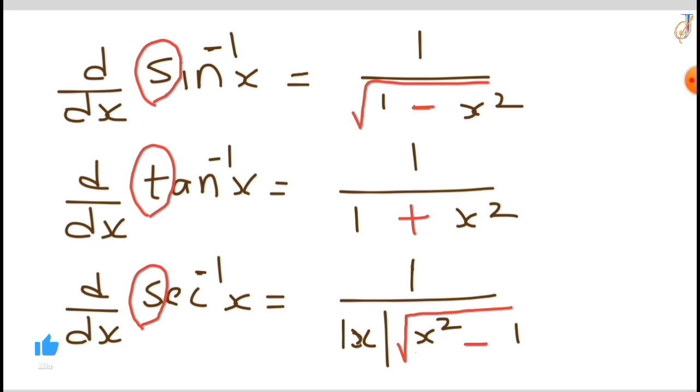That's it. Derivative of sine inverse of x is 1 over square root of 1 minus x square. Derivative of tan inverse of x is 1 over 1 plus x square. Derivative of secant inverse of x is 1 over modulus of x times square root of x square minus 1.